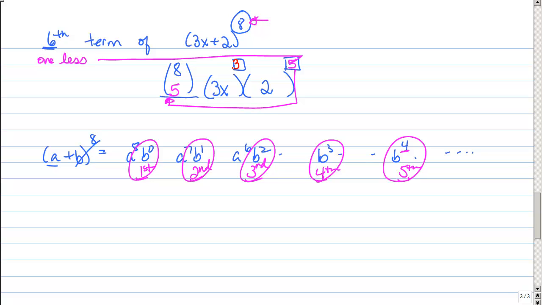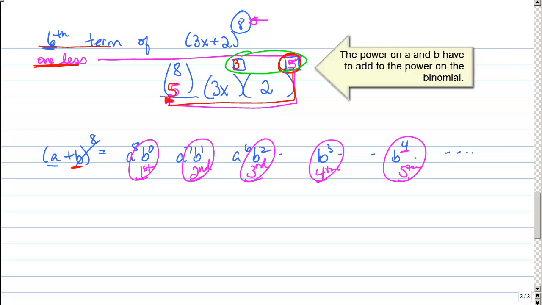So let's just go over this again. If you are looking for the sixth term, you want 1 less than that, and that goes as the power on the b term, that second term in the binomial. That's also that number right here. And then you need to know that these have to add up to your initial power.